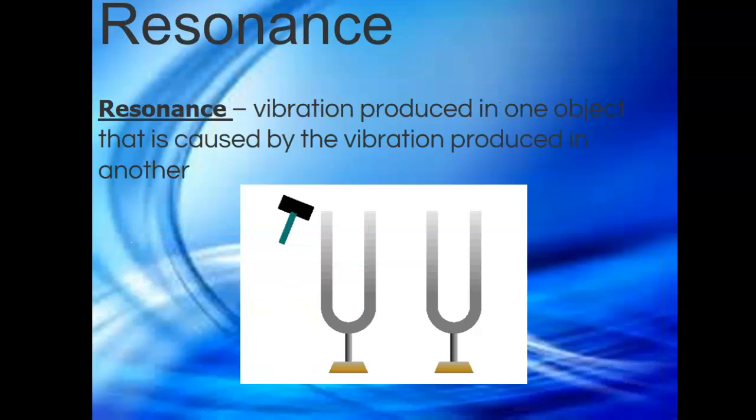Resonance, we could hear this. This is a vibration produced in one object that's caused by the vibration produced in another. So if you've ever hit a spoon on the side of a glass with water in it, that's resonance. You can hear those sound waves vibrate, and it causes the vibration to be produced from the spoon to the cup, throughout the cup, and into the air so that we can hear it. So this is resonance. It's when a vibration is produced in one object that causes a vibration in another.